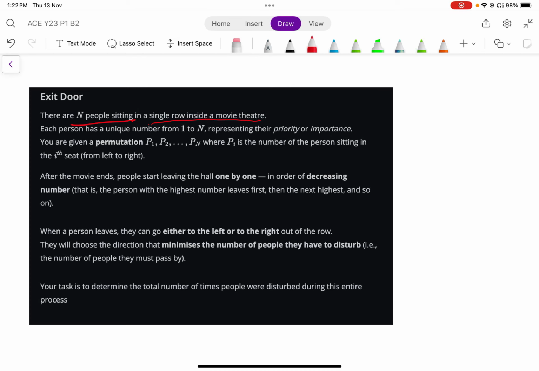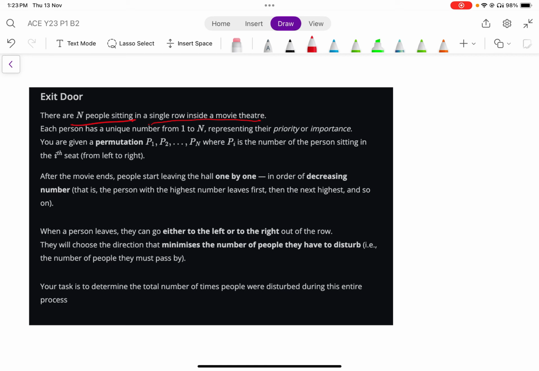Hello everyone. In this video, we are going to discuss the third problem, that is Exit Door from Division 4 of the CodeChef Starters tutorial. In this problem, they said that there are n people sitting in the same row in a movie theater, and each person has a priority as well, and that priority ranges from 1 to n.